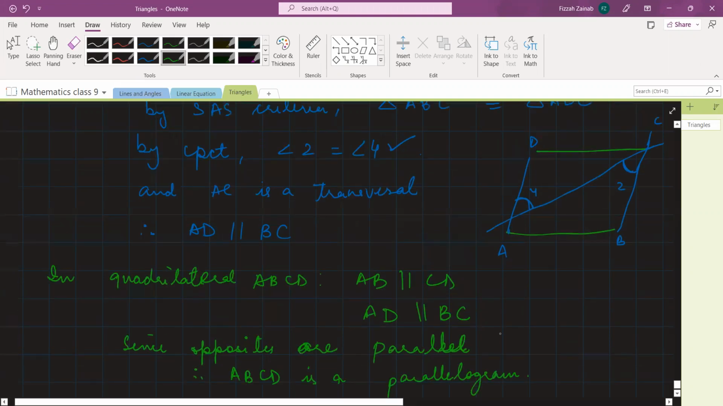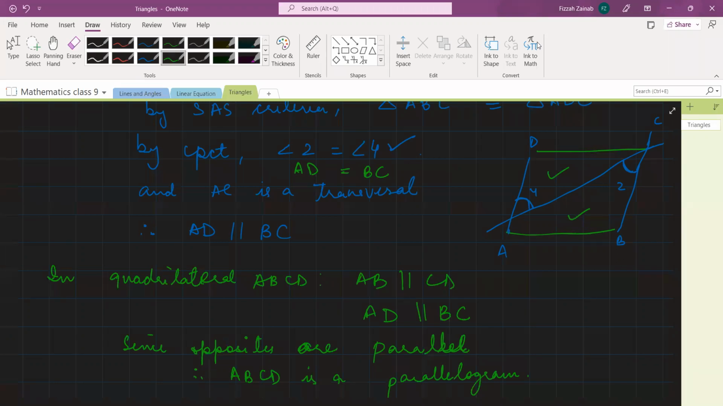Not only parallel. You have learned that opposite sides are equal, right? So from CPCT, we can also say one thing, that the side AD is also equal to BC. I mean, the length is also equal, right? Because we have shown that these two triangles are congruent. Is that okay? Please say yes or no. Yes, ma'am.